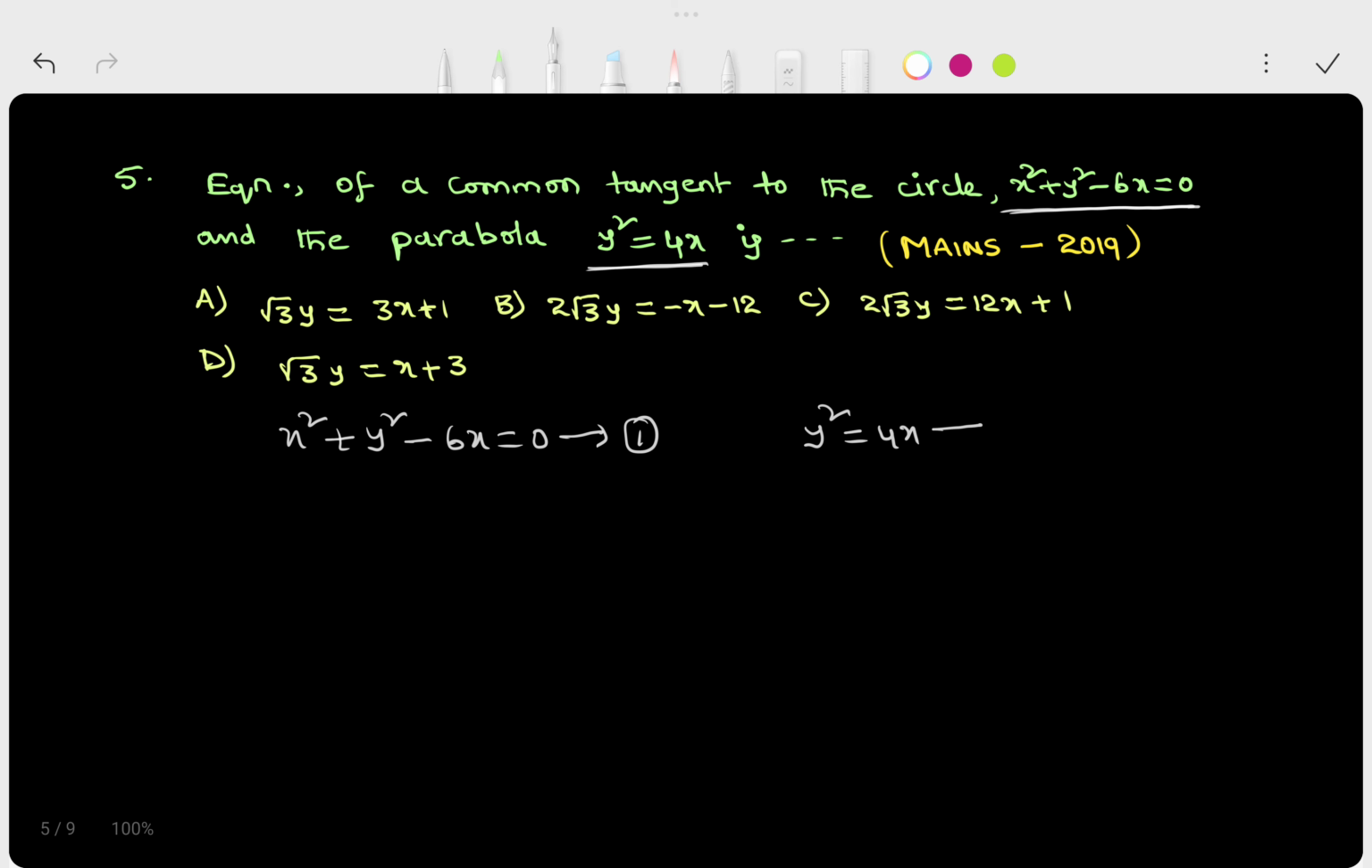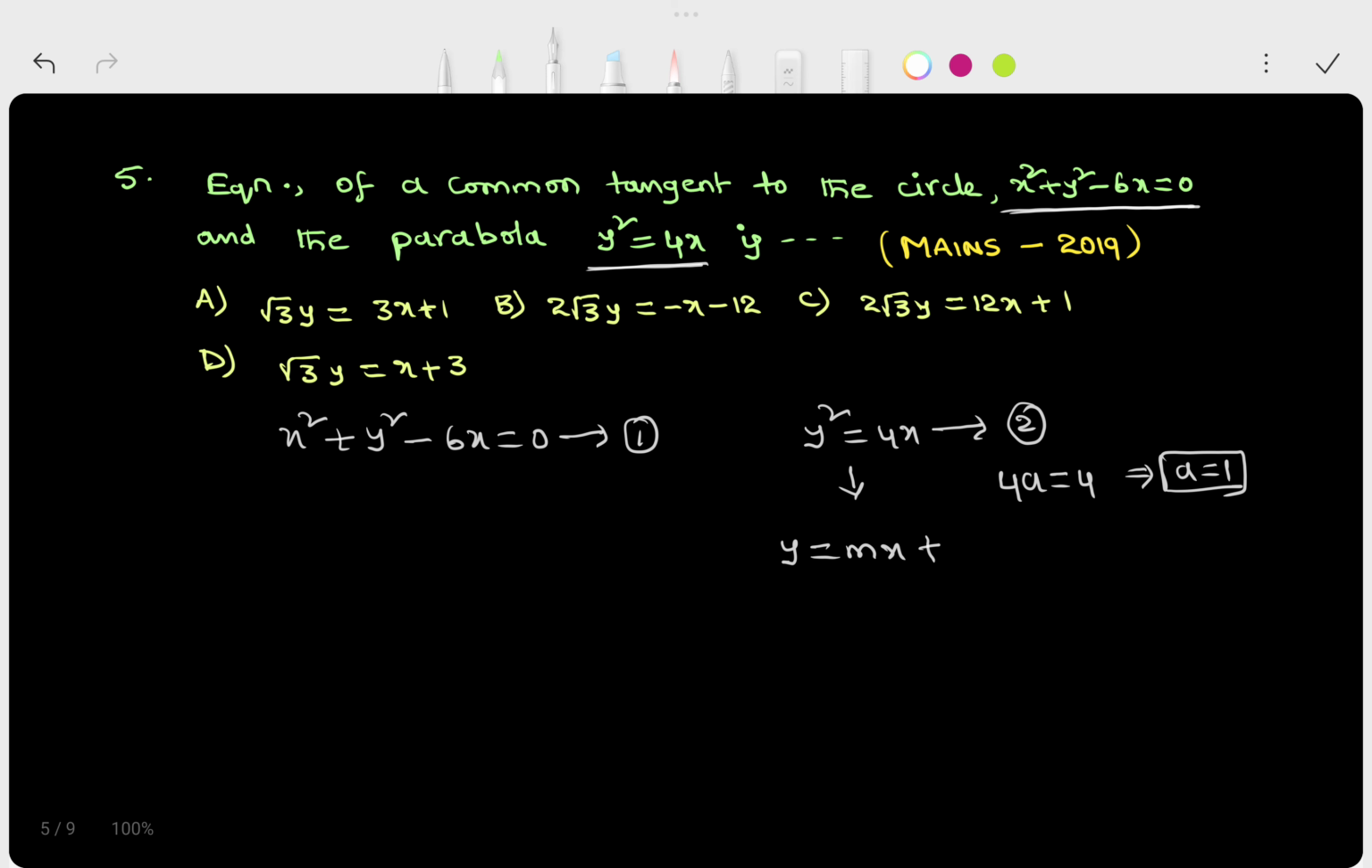Now, for both of these, you write the equation of the tangent in terms of the slope m. I will write this equation. What is the equation of the tangent in terms of the slope m for this one? Here, first you write the standard form y square is equal to 4ax. 4a is equal to 4, so a is equal to 1.